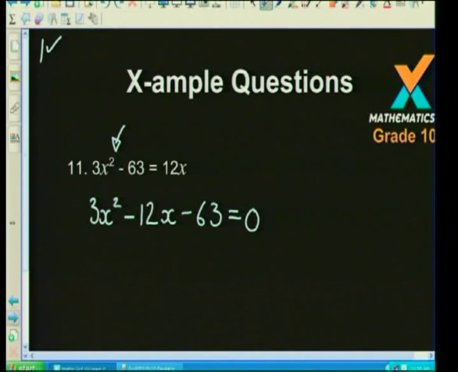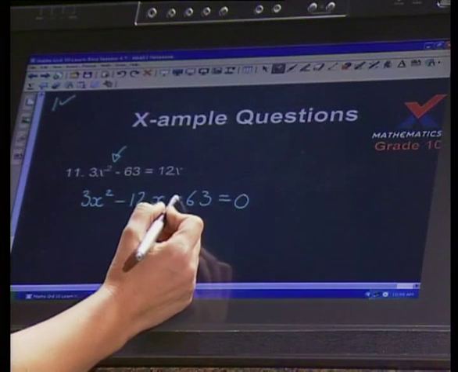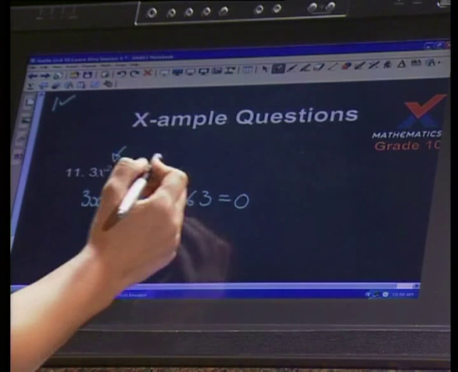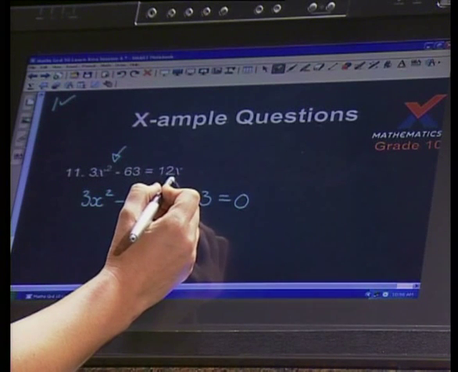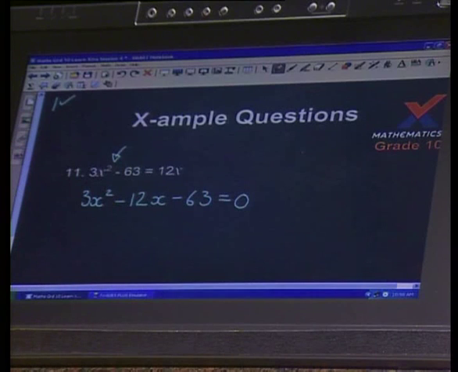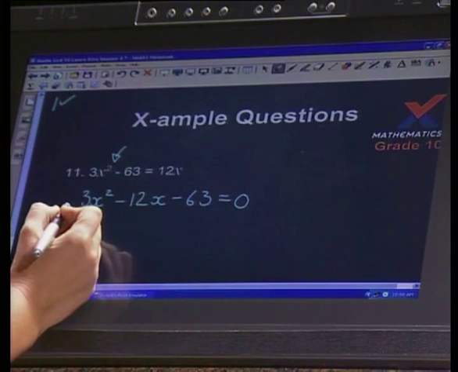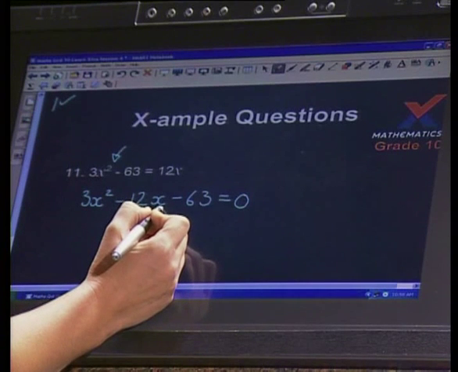So I have 3x squared minus 12x minus 63. How did the 12x come to be there? Well, in order to move it from one side, I've got to subtract 12x from both sides. 12x minus 12x gives me nothing. And on the other side, the 12x remains.